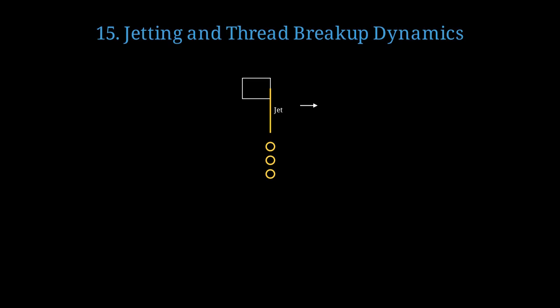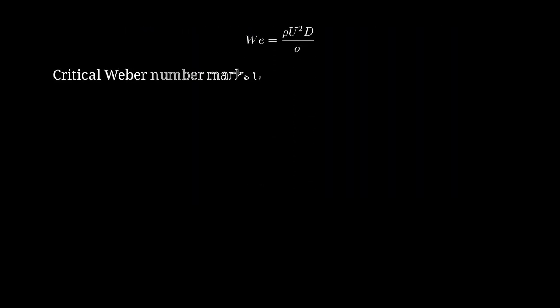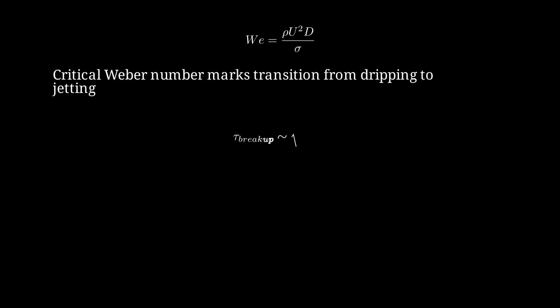In jetting mode, a continuous thread extends from the nozzle and breaks up downstream into a train of uniform droplets. The Weber number, representing inertial to surface tension forces, governs the dripping to jetting transition. When the Weber number exceeds a critical value around 1, the system transitions from dripping to jetting mode. The characteristic breakup time scales as the square root of density times radius cubed over surface tension.